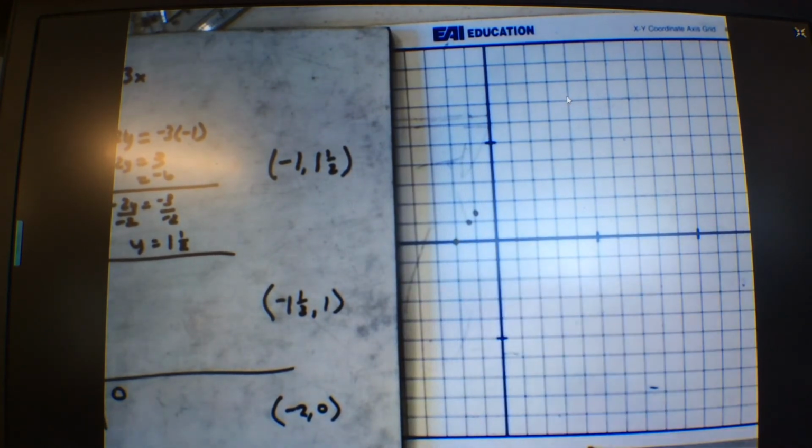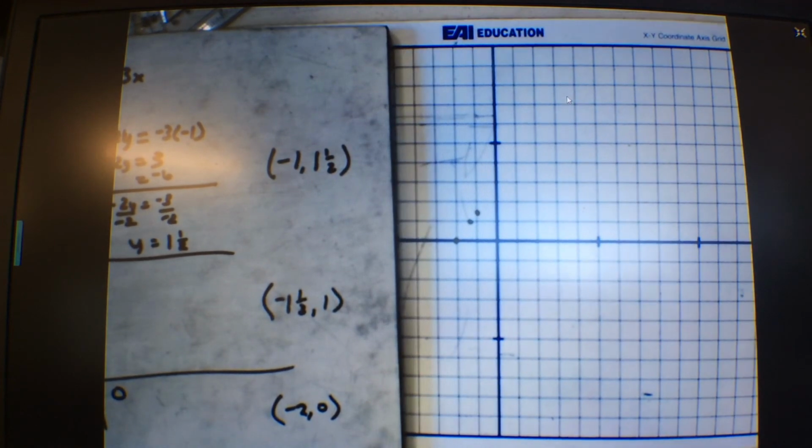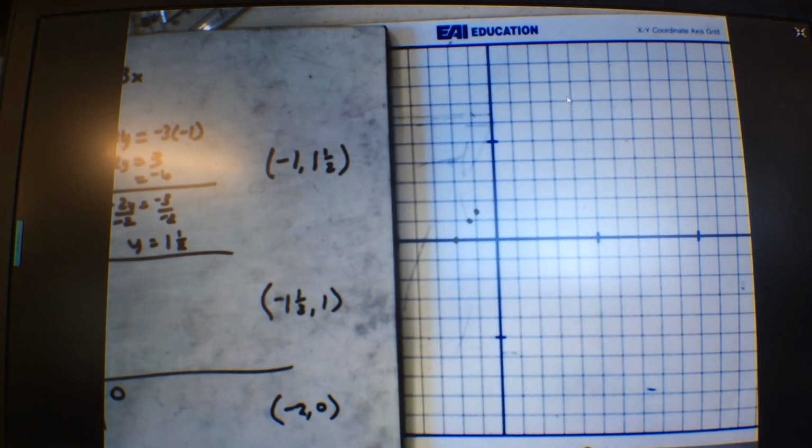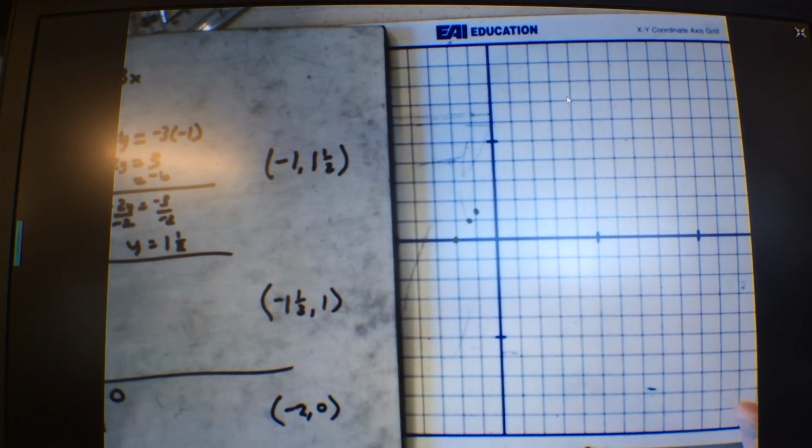Oh, what do you notice about those 3 points? They're close, yeah, but what else do you notice? They're in a line. They better be in a line, right? What would happen if I found 3 more points? They would be on the same line, and if they're not on the same line, guess what? You made a mistake. These 3 points have to be on the same line.